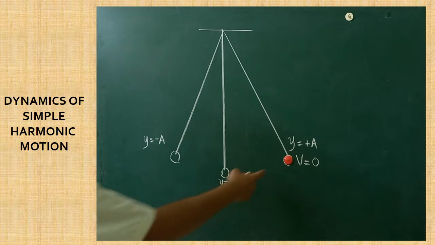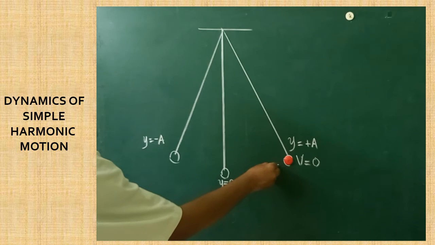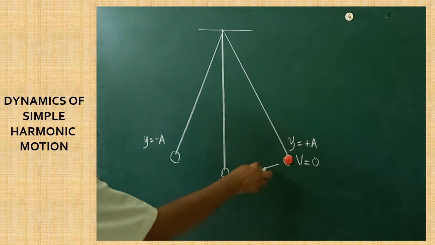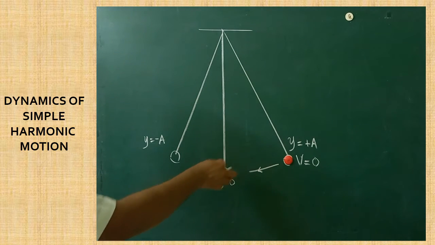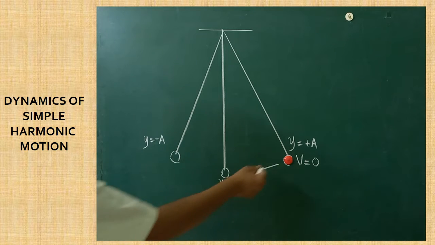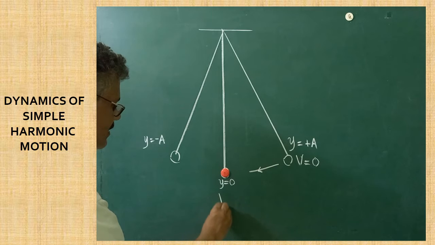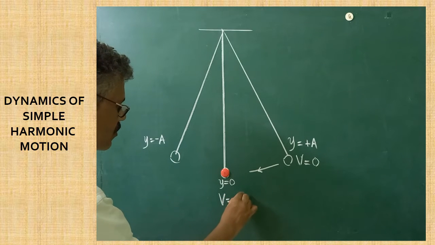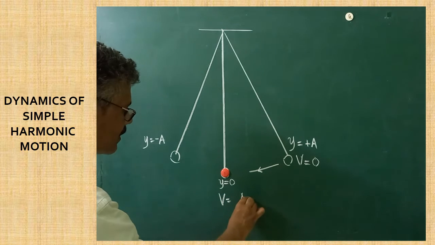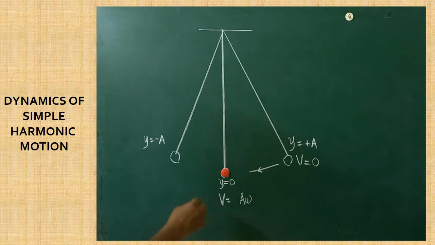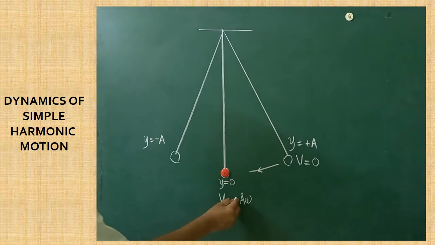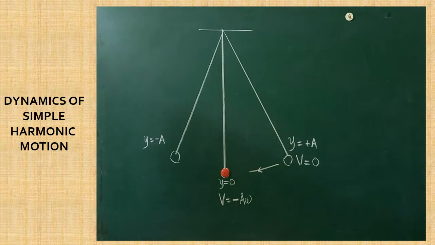Are you clear? When it travels in this direction, it is traveling towards the negative side. Therefore, when the pendulum, the bob, comes to the mean position, the velocity value will be a omega, that is, the maximum velocity it will attain. Since it is traveling in the negative direction, that must be taken as negative.